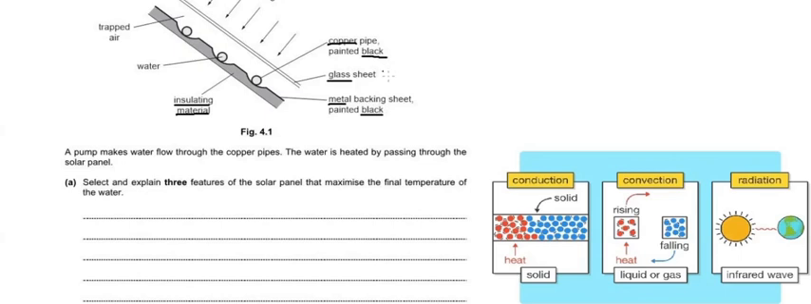So black is a good absorber of the heat. That's why it is painted black. So all these things, and this insulating material is used because once the heat reached there, it should be acquired by the water and it should not be lost to any other material. That's why the insulating material is used. So all these things are there, and we have to write down these things.